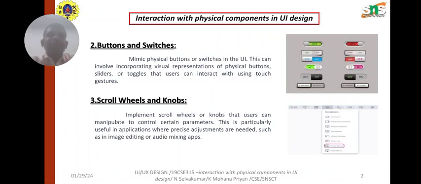Next one, scroll wheels and knobs. Implement scroll wheels or knobs that users can manipulate to control certain parameters. This is particularly useful in applications where precise adjustments are needed, such as image editing or audio mixing apps. These kinds of user interfaces execute the interactions with real-time designs.